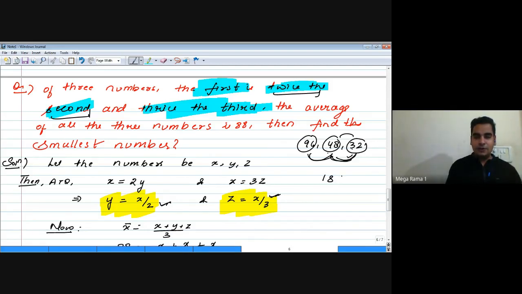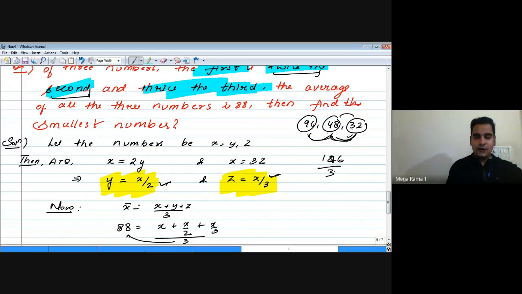What's the sum that you got? I got 186, I think. No, it's 176. 176 by 3. So how can the average be 88? Average cannot be 88. 3 5s are 15, 3 8s are 24. 58 point something will be the average here.